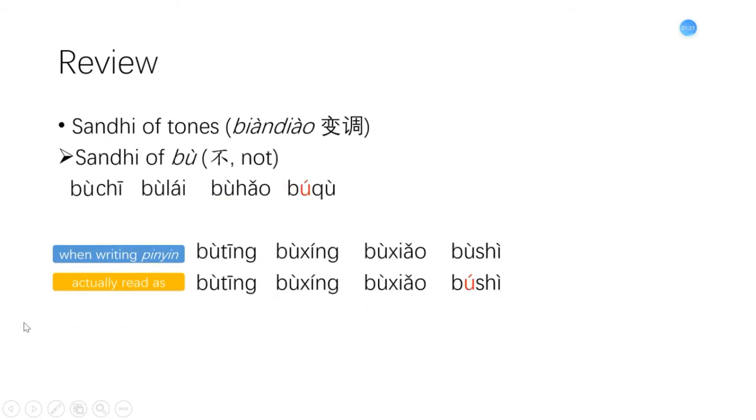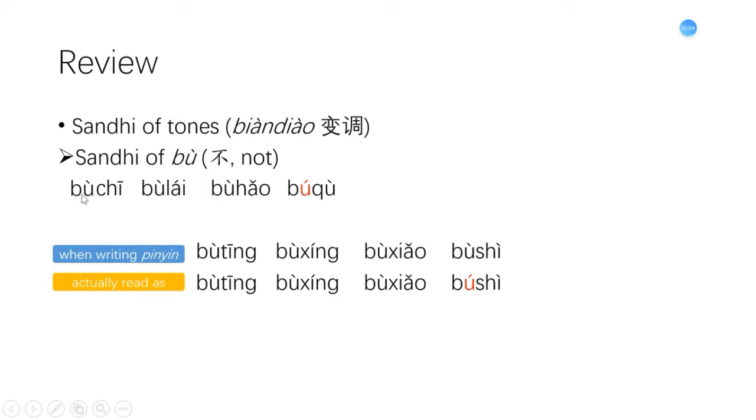And also we learned another sandhi of tones, which is sandhi of bu, right? So bu means not. And its rule of sandhi of bu can be described as this. If bu is followed by a first tone, second tone, or third tone syllable, there's no change in tones. But if bu is followed by another fourth tone syllable, its tone changes into second tone, right?